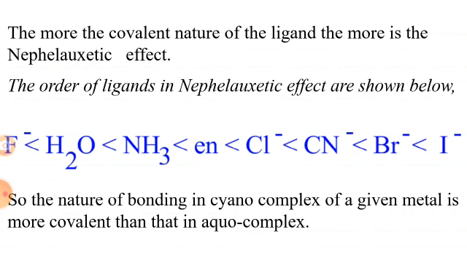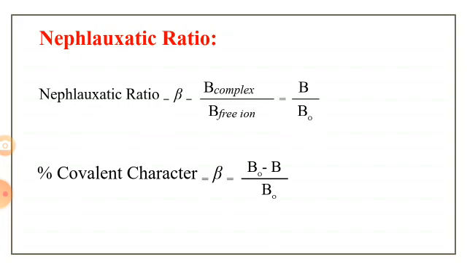So what is the Nephelauxetic ratio? We can calculate it using a simple formula. The Nephelauxetic ratio, beta, is equal to B complex divided by B free ion. What are B complex and B free ion? B means the Racah parameter, which is nothing but the interelectronic repulsion. B complex is the interelectronic repulsion when a complex forms between a gaseous single metal and ligands.